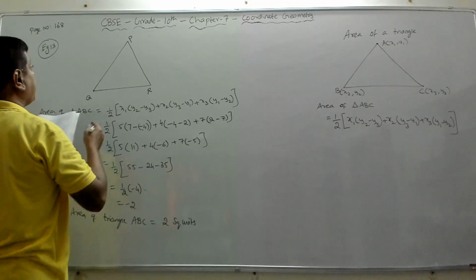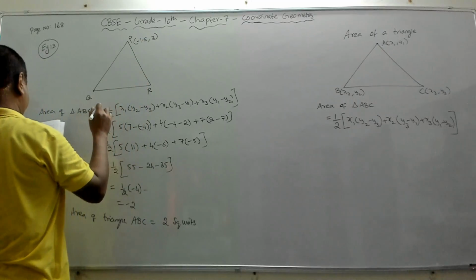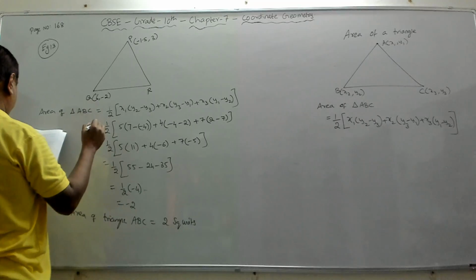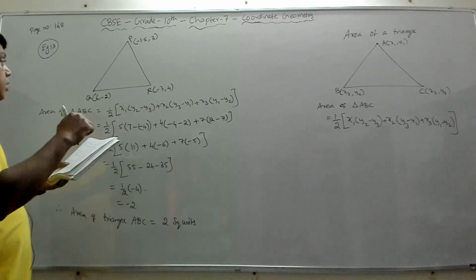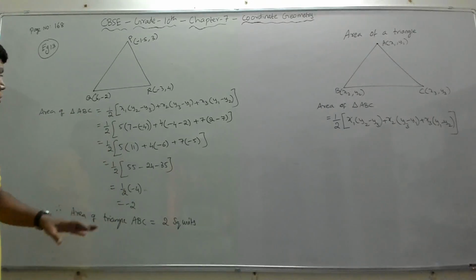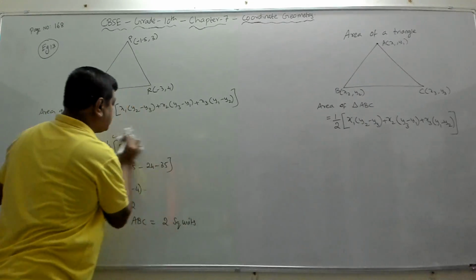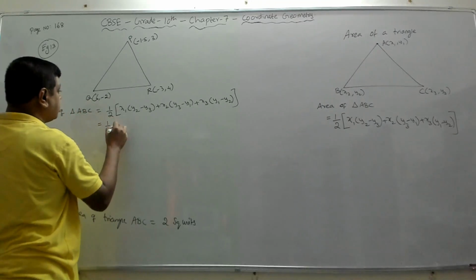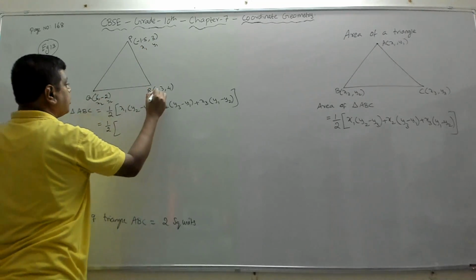And P is given as (-1.5, 3), and Q is (6, -2). Sorry, then R is (-3, 4). Okay? Now we need to find the area of this triangle. So again we will substitute in this formula. The formula is 1/2 of, all these can be erased. We need to substitute the values. So this is your x1, y1, x2, y2, x3, y3.